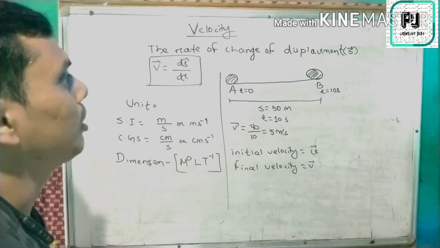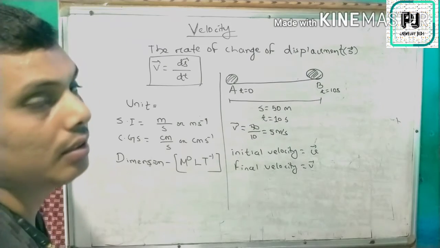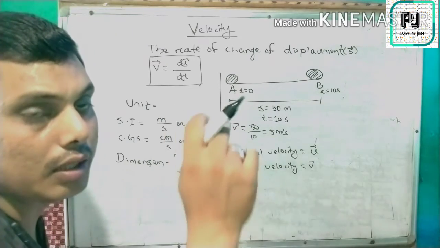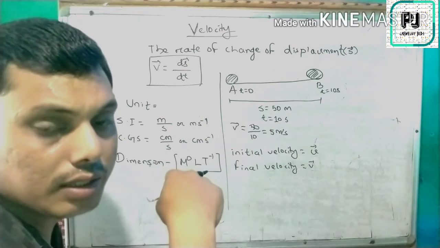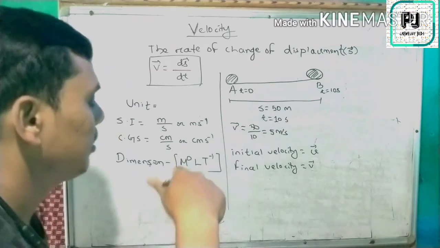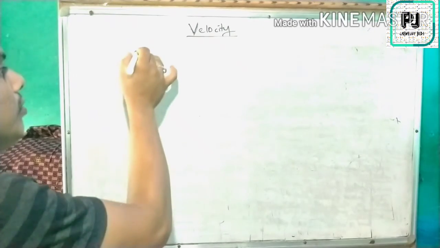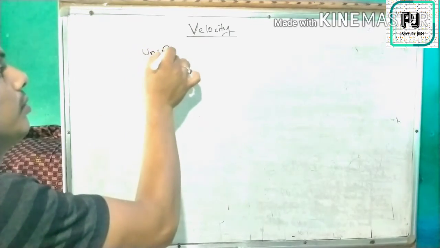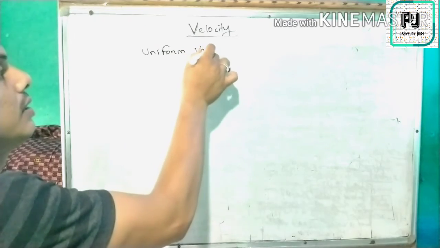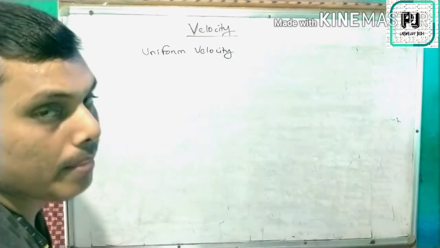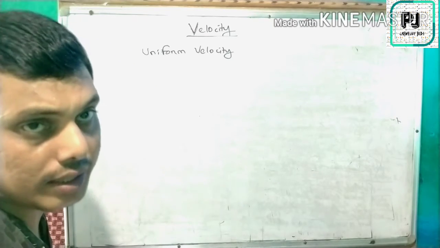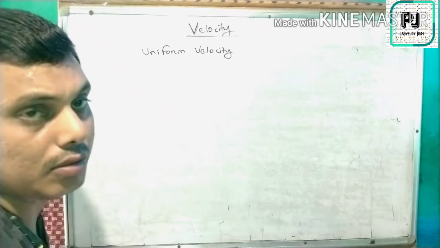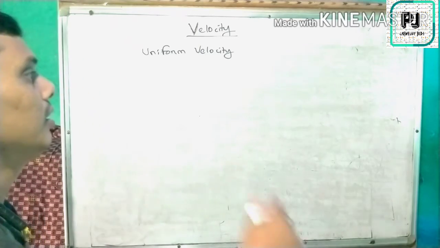But actually, when we talk about velocity, there are two types: one is uniform, another is non-uniform velocity. So what is uniform and what is non-uniform? First we will come to the uniform velocity. What is uniform velocity? If a body covers equal distance or equal displacement in equal intervals of time, then this body is said to have uniform velocity.